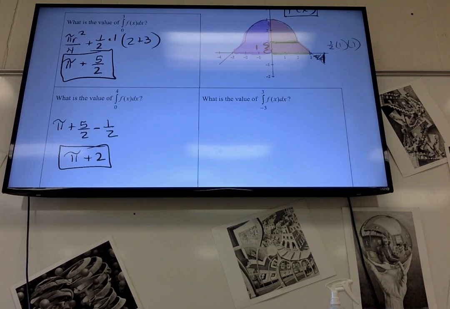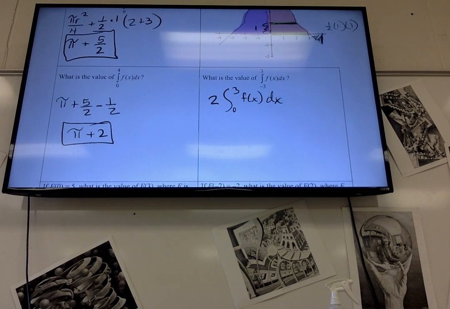Do we just do the same thing? Multiply it by 2. There you go. It's an even function, right? So it's 2 times the first one we got. 2 pi plus 5? So 2 times pi plus 5 over 2. Indeed, 2 pi plus 5 is correct.